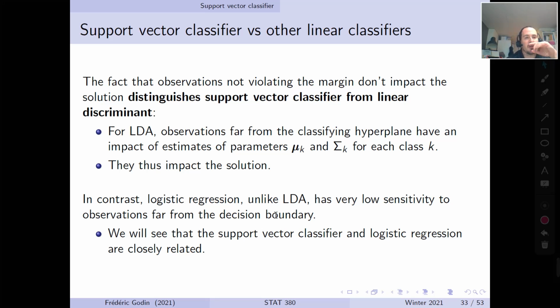Even if they use linear decision boundaries, they don't produce the same boundary, due to the assumptions underlying these models being different. For example, linear discriminant analysis is a parametric model where you assume normality of predictors in each class, whereas for support vector machines, there's no parametric assumption at all. For logistic regression, you assume the presence of a logistic link. So this is also an assumption that is not there in support vector classification.